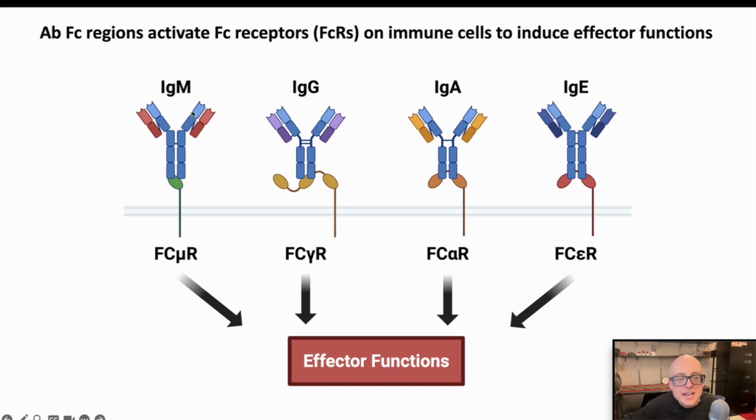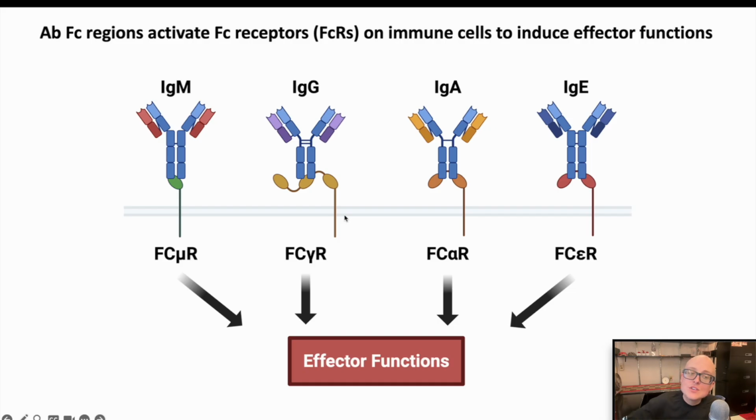So IgM, its heavy chain is going to bind to an Fc mu receptor, again, mu corresponding to M, whereas the Fc of IgG is going to bind to an Fc gamma receptor, IgA to an Fc alpha receptor, and so on, IgE to an Fc epsilon receptor. And there are actually subtypes of these receptors. Again, I'm oversimplifying just a little bit. There are many different Fc gamma receptors, for example. But I want to highlight here that there is a degree of specificity, in that there are unique sets of receptors that recognize each class of immunoglobulin.